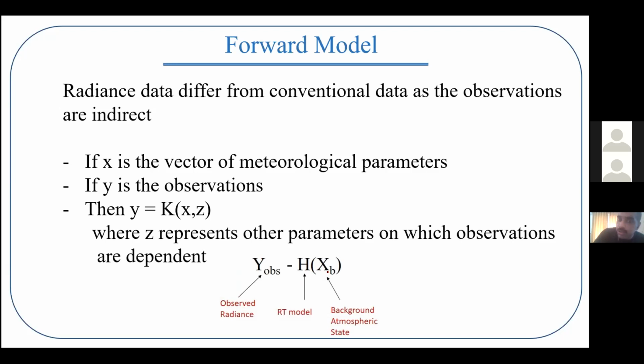So H is now an operator. It is a nonlinear operator, not just an interpolation operator. It converts the model variables, which are regular meteorological variables, to the satellite data, which may be in the form of radiance, or reflectivity in the case of radar, or refractivity in the case of GPS radio occultation. H does all these things, and at that time H is called a forward model. H acts as a forward model. A forward model is a set of functions which takes in the meteorological parameters and converts them into radiances. That's what we call a forward model, which is important when we do satellite data assimilation.